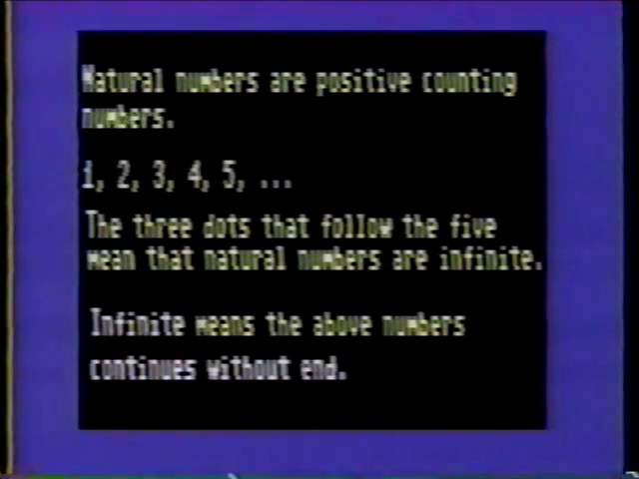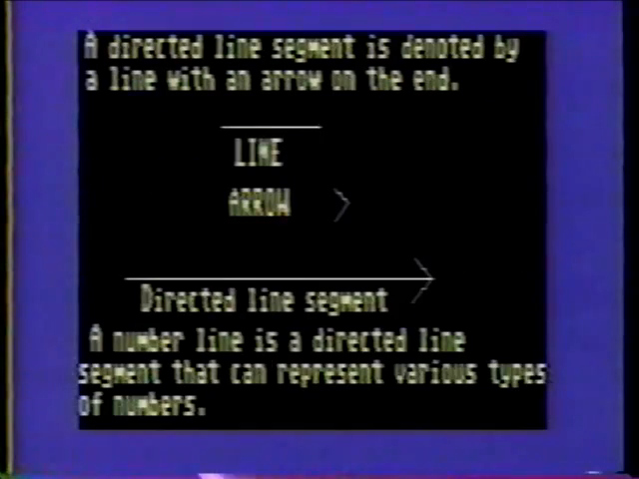Now that you have this information, you might be wondering, what can you use it for? What you've learned thus far will assist you in creating a simple number line. Let's look at the next concept that will help you accomplish this feat. A directed line segment is denoted by a line with an arrow on the end. When you join a straight line and an arrowhead, you form a directed line segment.